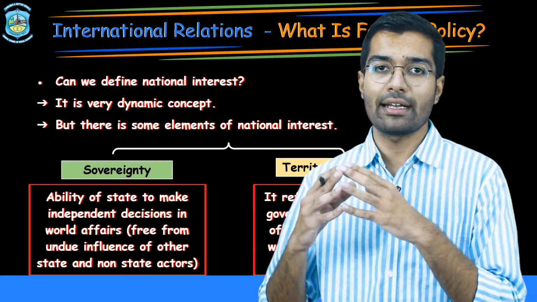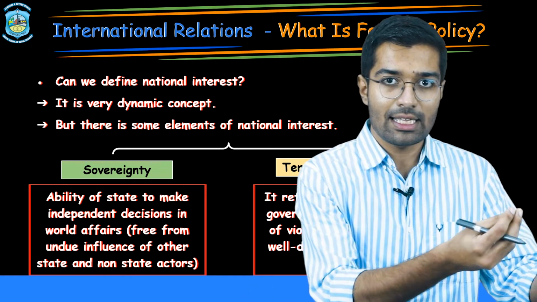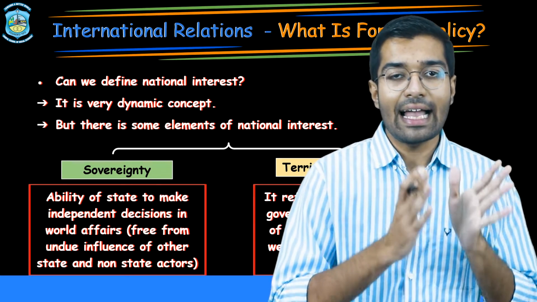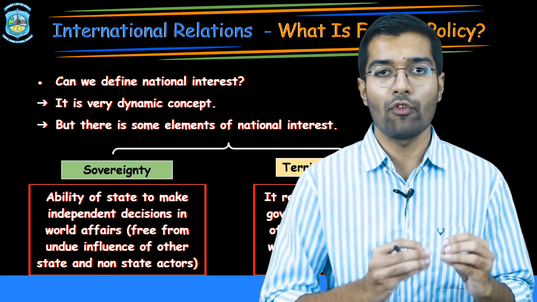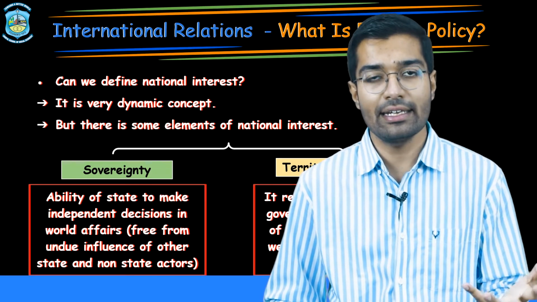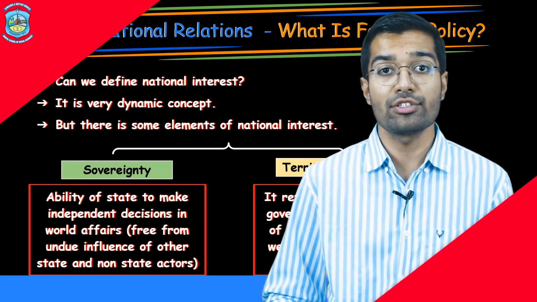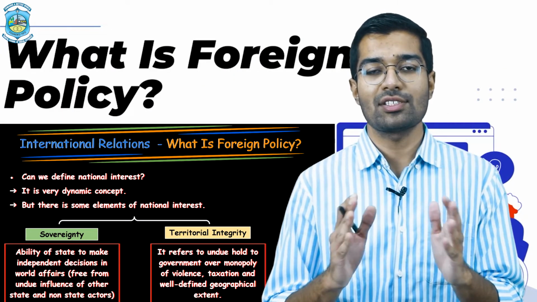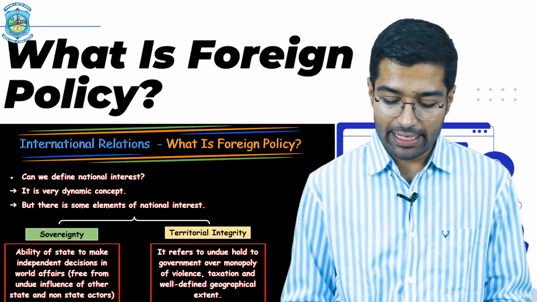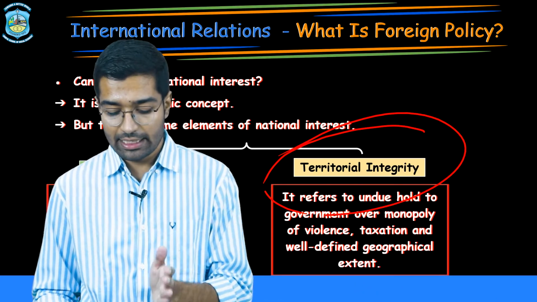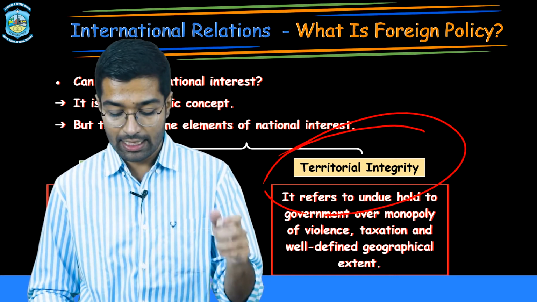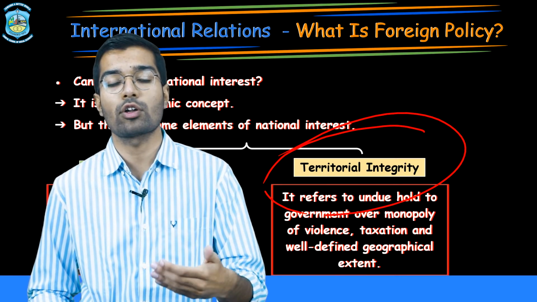Suppose if we want to take a decision, we are not going to ask Pakistan, or America, or China. India can independently take decisions of its own. So it is about sovereignty, that the country is an independent nation and it can take decisions on its own. The second element of national interest is territorial integrity. Now what do you mean by territorial integrity? Territorial integrity refers to undue hold of government over monopoly of violence and taxation and well-defined geographical extent.